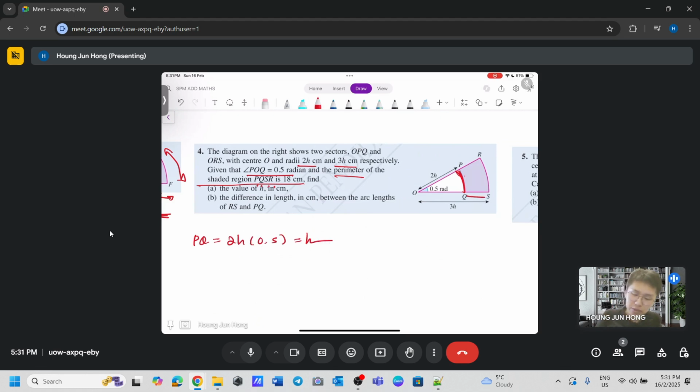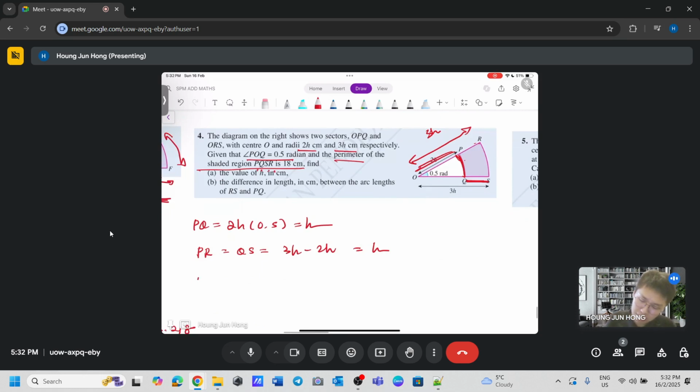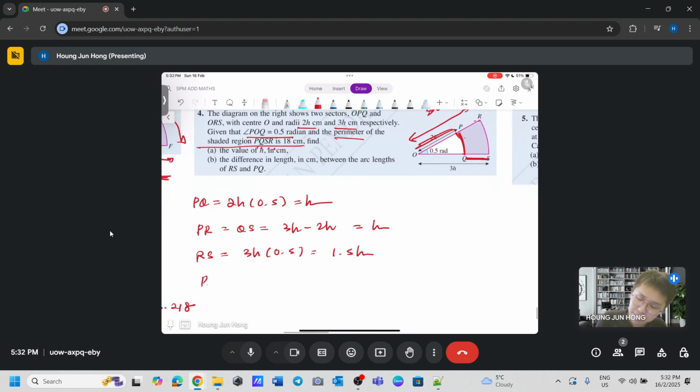Next one, QS. What is QS? If you think about it, this whole thing is 3h. This short thing is 2h. So what is the other side? Your QS is basically 3h minus 2h, which is just h also. And finally, what is RS? RS is also r theta, 3h as your radius times 0.5, so 1.5h. So put them all together, your perimeter is gonna be h plus h plus h, then plus 1.5h.